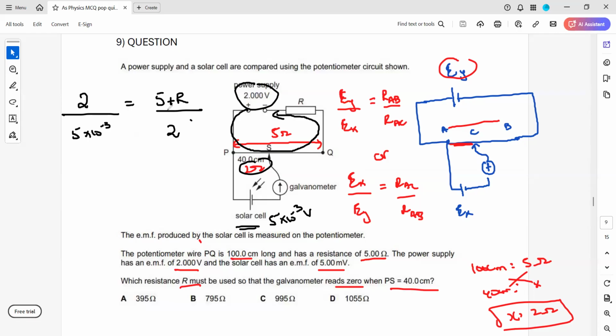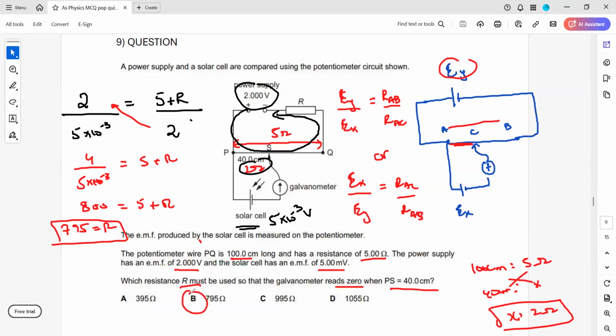Now we have to solve for R. So this 2 will be multiplied: 2 multiplied by 2 is 4. And 4 divided by 5 into 10 to the power minus 3 is equal to 5 plus R. 4 divided by 5 times 10 to the minus 3 is 800. So 800 is equal to 5 plus R. I need R, so 5 will be subtracted: 800 minus 5. So we get 795 as the value for R, which matches option B.